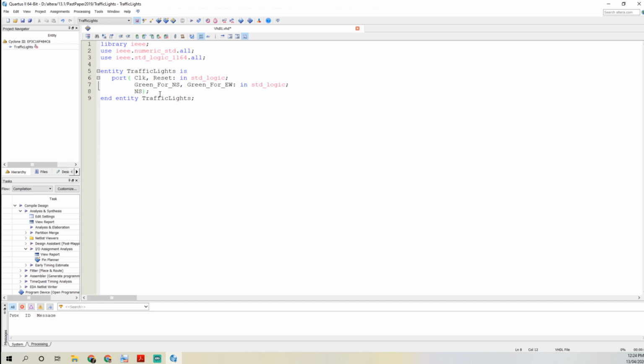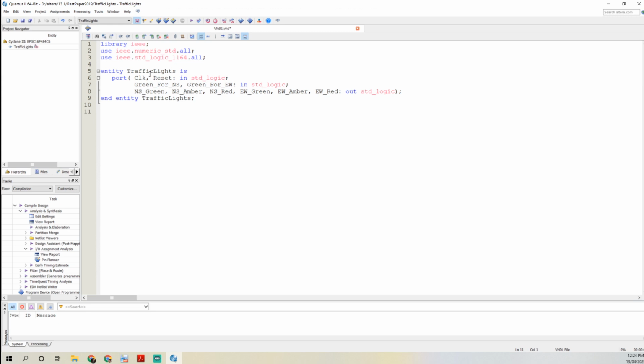Finally, I have my outputs. So I have north-south green, north-south amber, north-south red, east-west green, east-west amber, and east-west red. And these are my outputs, also of type standard_logic. All right, and that takes care of our entity declaration there. Note that we are not talking about states just yet.